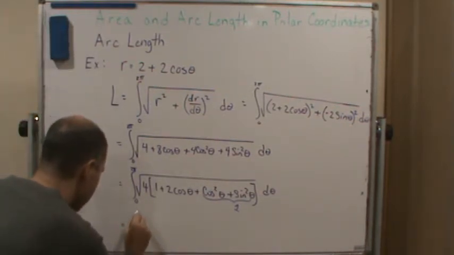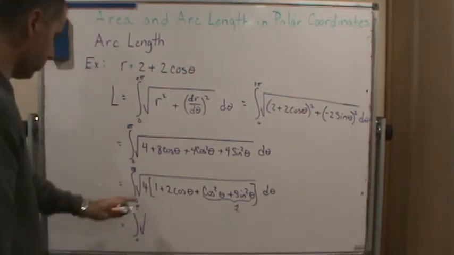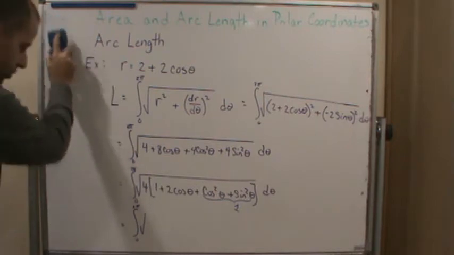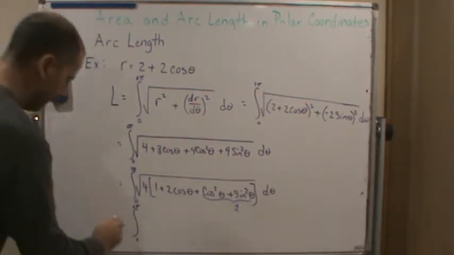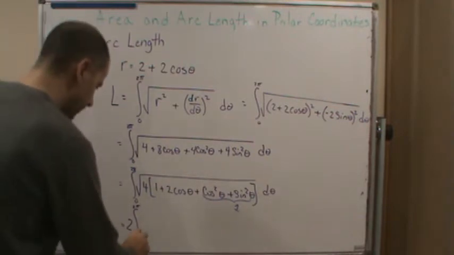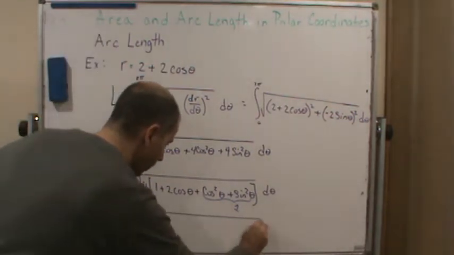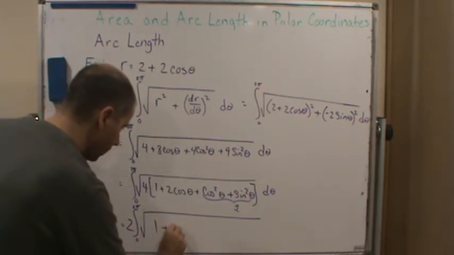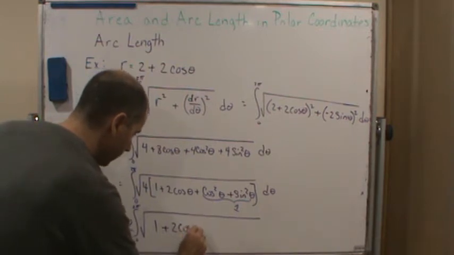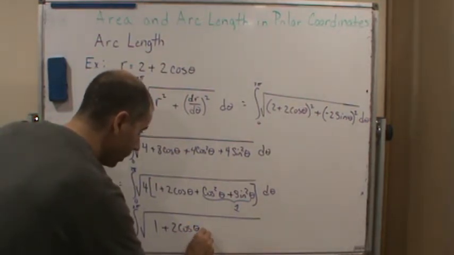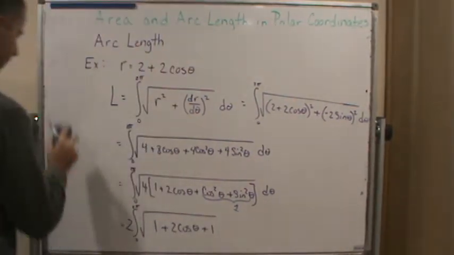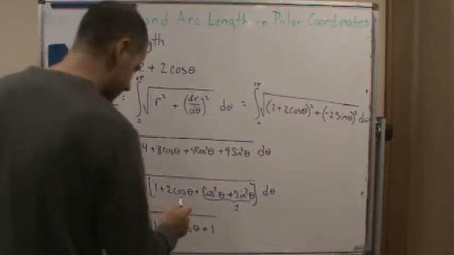And so now what do I get? I get the integral from 0 to 2 pi of, well, the square root of 4, I can split this up into the product of 2 square roots. The square root of 4 is just 2, so let me pull that out. And so I'm going to get the square root of 1 plus 2 cosine theta. Oh, this is awesome. Plus 1. Oh, look at that. This is going to be nice. It doesn't always work out this way, but in this case it's going to be nice.